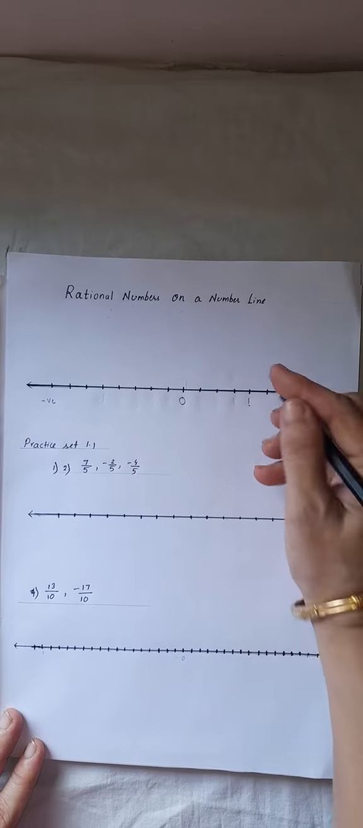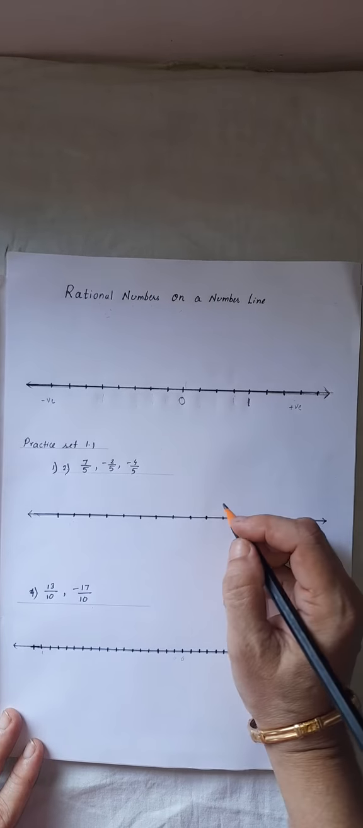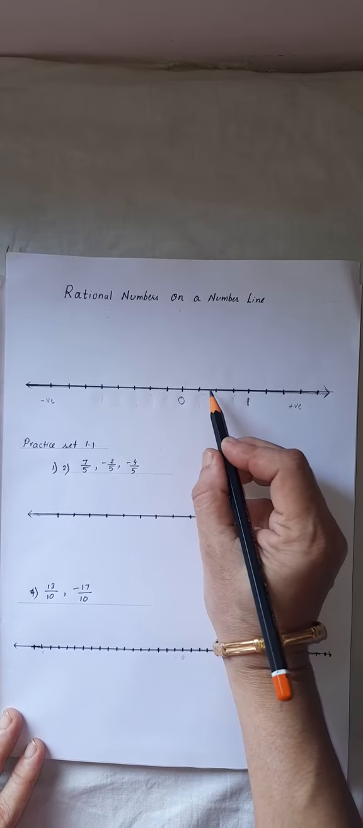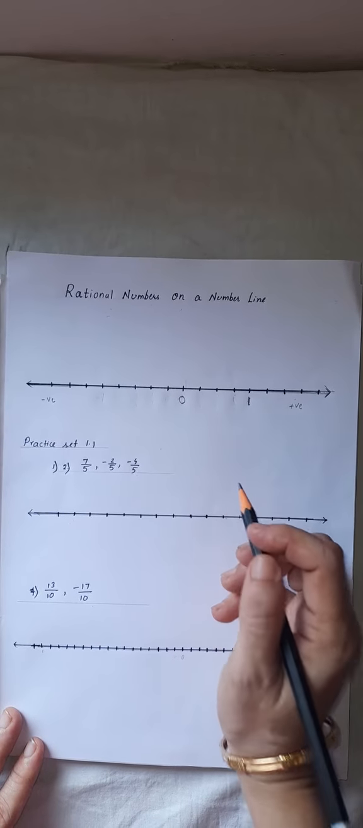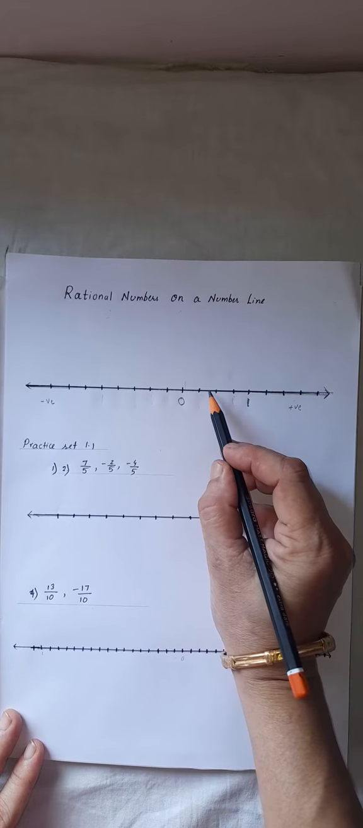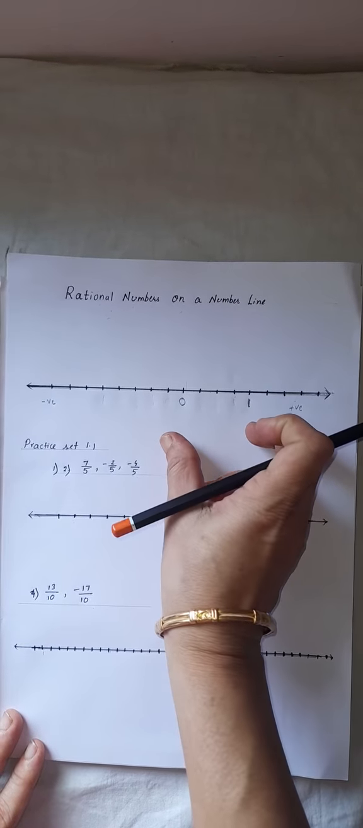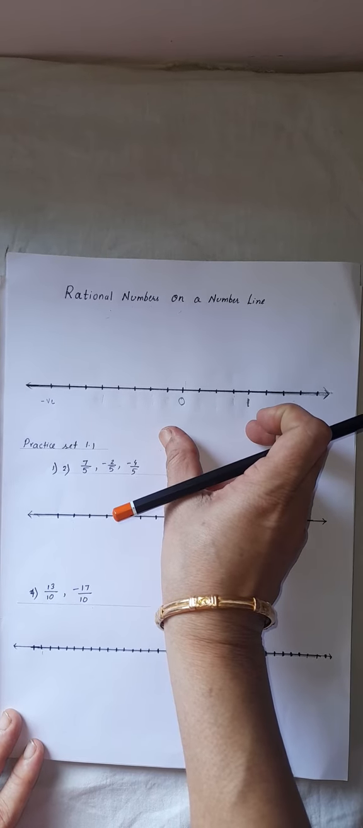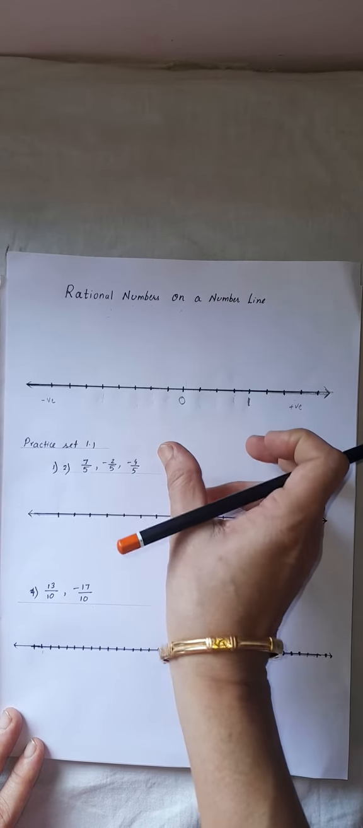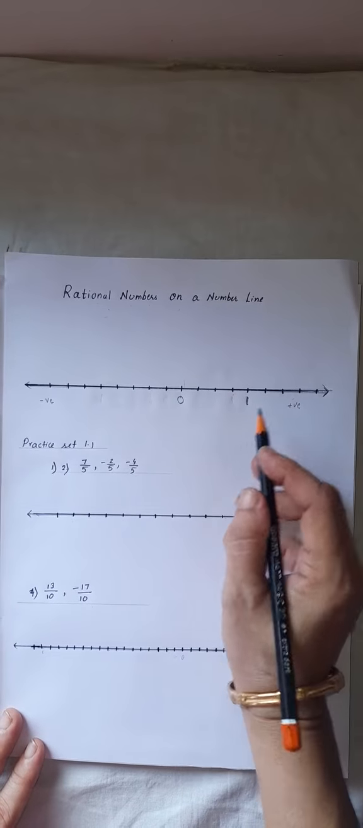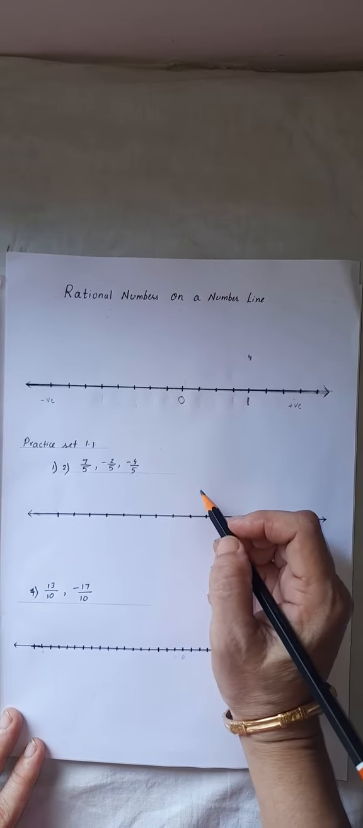Now when I mark number 1 here, can you tell me between 0 to 1 it is divided into how many parts? Let's count. 1, 2, 3, 4. That means between 0 to 1 we consider this as 1 unit, not 1 centimeter. As 1 unit we will consider. Between 0 to 1 it is divided into 4 parts.